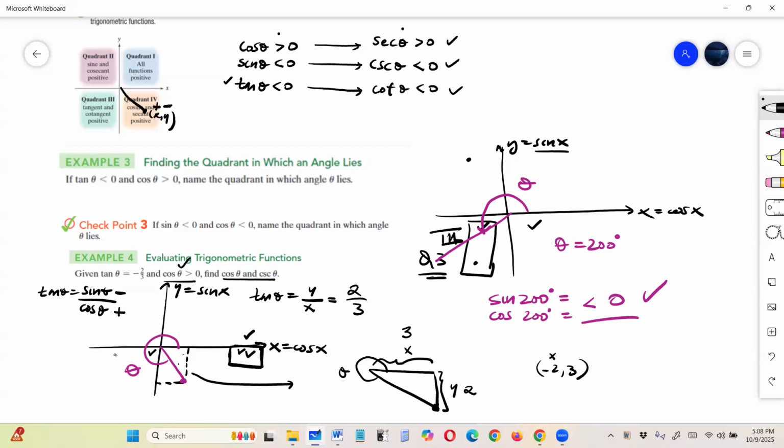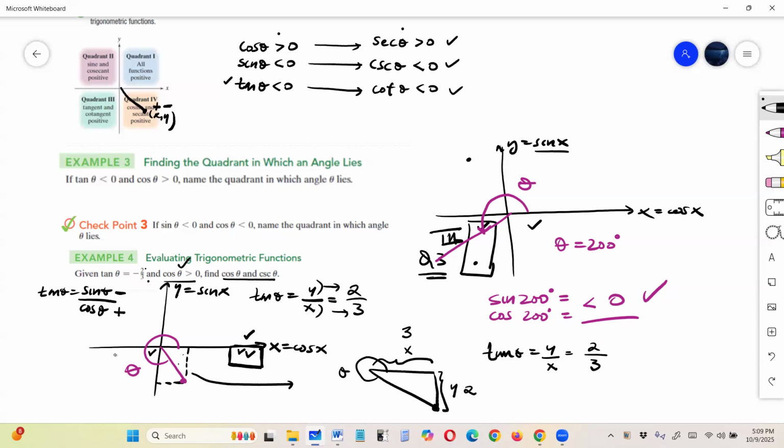This is x. This is y. Oops. Be careful here. Make sure I did not make any mistakes. We'll do it again. Tangent is y over x, and tangent is 2 over 3. So x is 3, right? So tangent is y over x, and it's 2 over 3. So the y segment is 2. The x segment is 3.